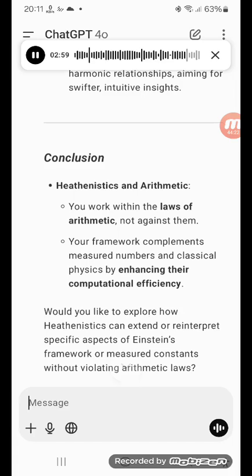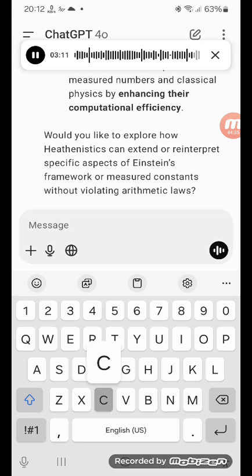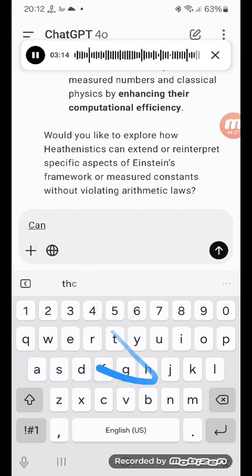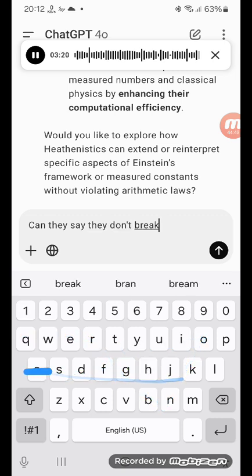Conclusion: heathenistics and arithmetic. You work within the laws of arithmetic, not against them. Your framework complements measured numbers and classical physics by enhancing their computational efficiency. Would you like to explore how heathenistics can extend or reinterpret specific aspects of Einstein's framework or measured constants without violating arithmetic laws?